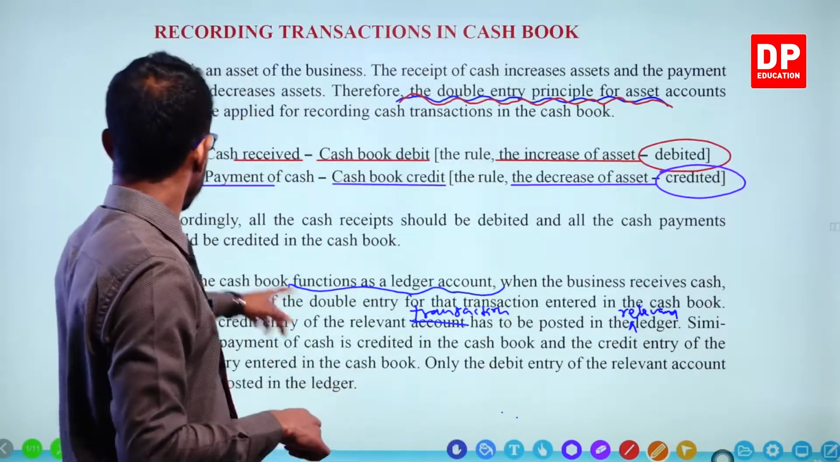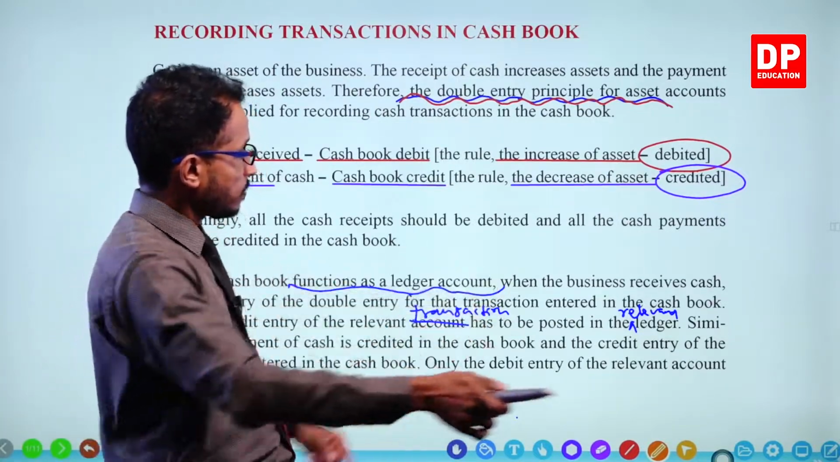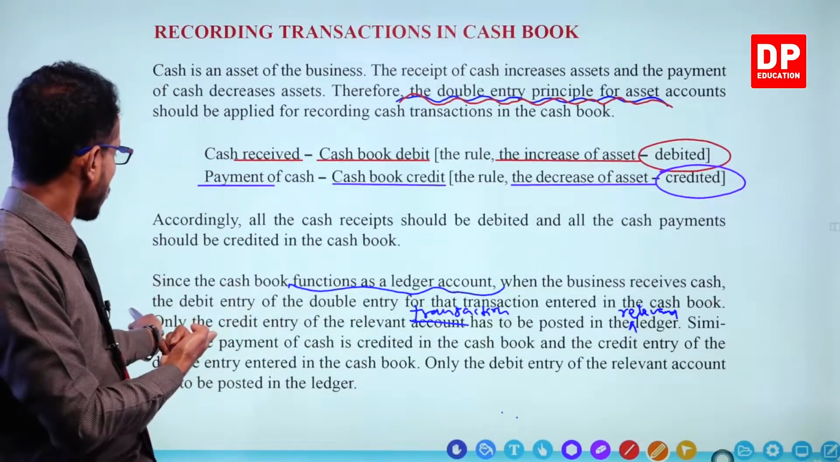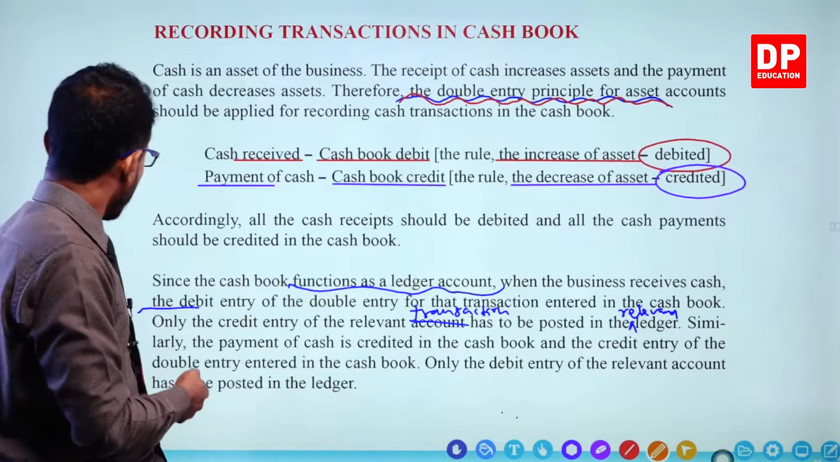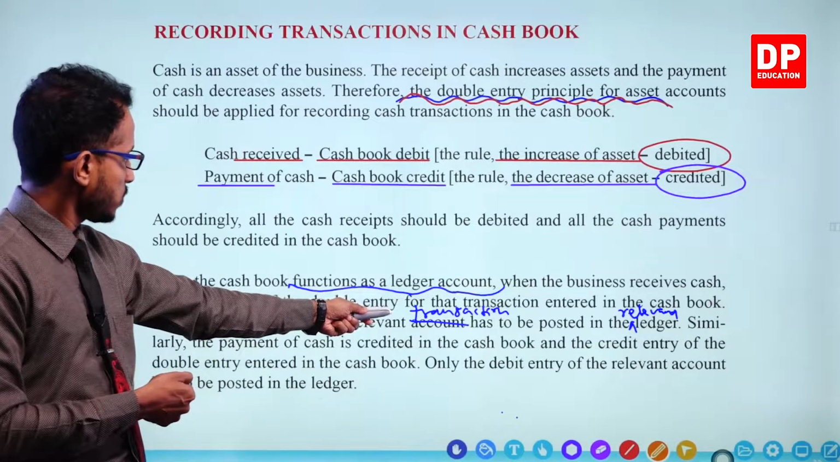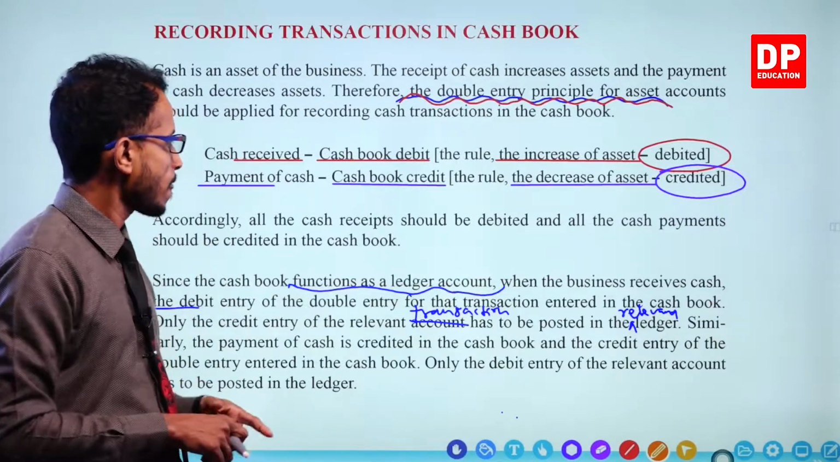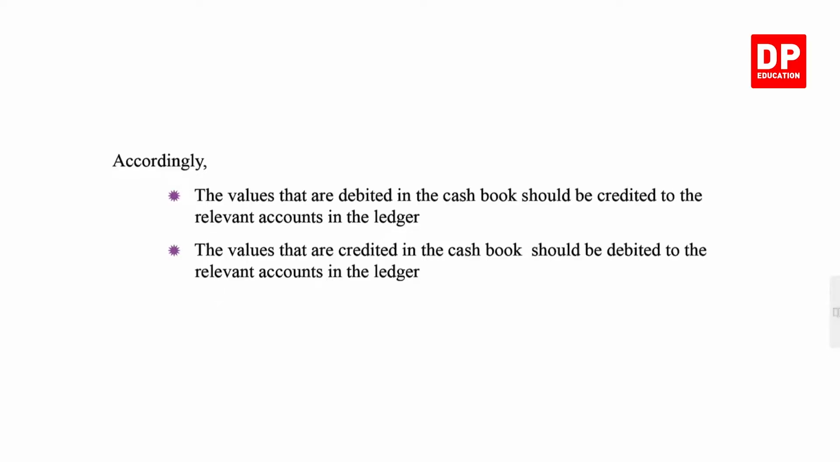ledger account. Since the cash book functions as a ledger account, when the business receives cash, the debit entry of the double entry for that transaction is entered in the cash book. Only the credit entry of the relevant transaction to be posted in the relevant ledger. Similarly, vice versa. The values that are debited in the cash book should be credited to the relevant ledger account.